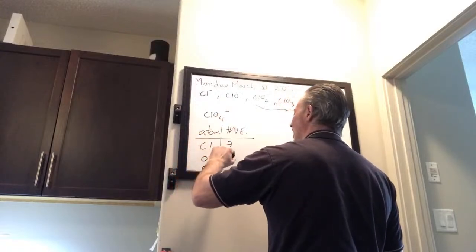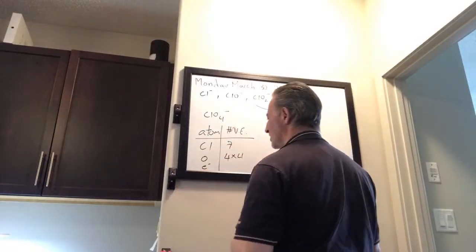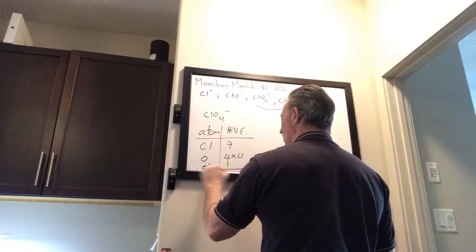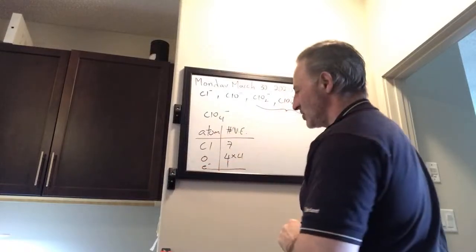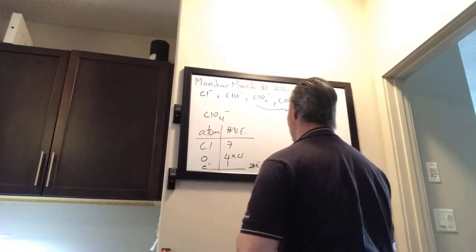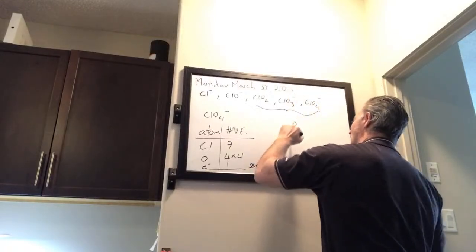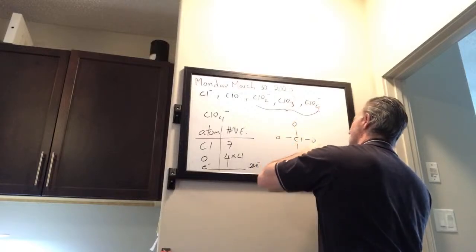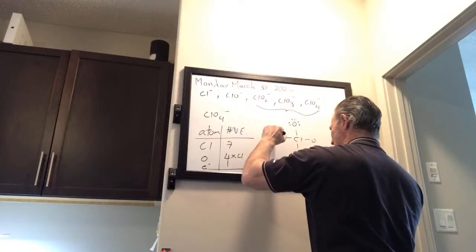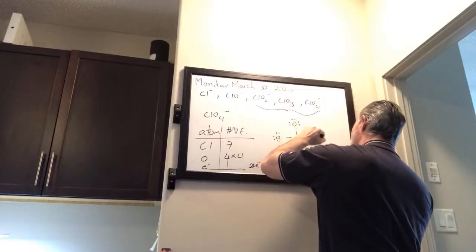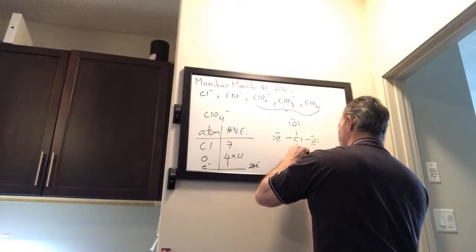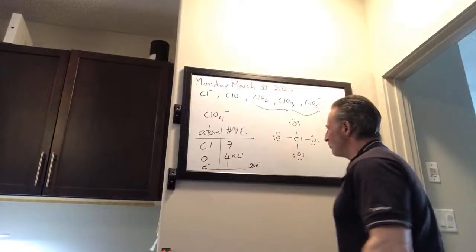Chlorine has 7, oxygen has 6. There are 4 oxygens in perchlorate. And then you have a negative charge, so add another one. So there are 7 plus 24 plus 1, 32 electrons that have to be accounted for in the Lewis structure of perchlorate. So perchlorate is going to have this kind of setup. Use up all the electrons by filling the octets on the satellite oxygen atoms there.